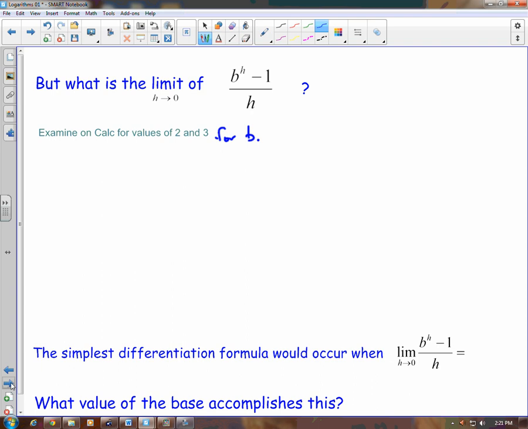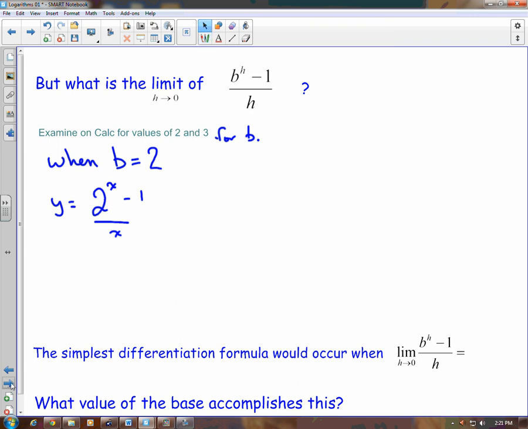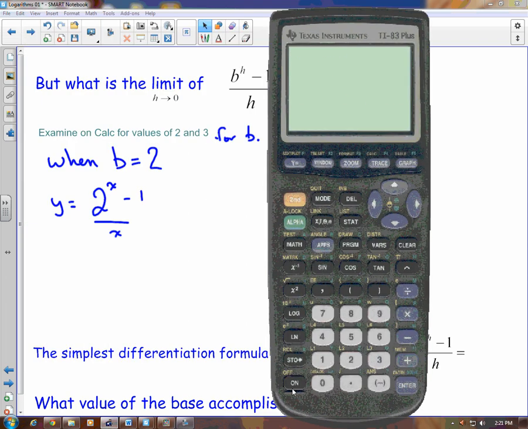Okay, so take out your graphing calculator. This one you can do. When b is equal to 2, let's see what this gives us. Remember, we're going to type this into y1. We want y1 equals 2 to the power of x minus 1, over x, and then we want to look at our table and see what happens as x gets closer and closer to 0.